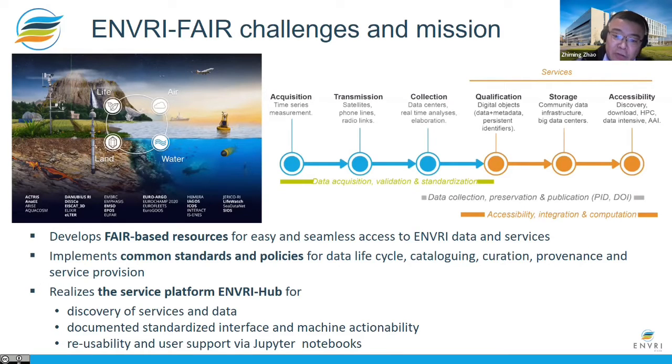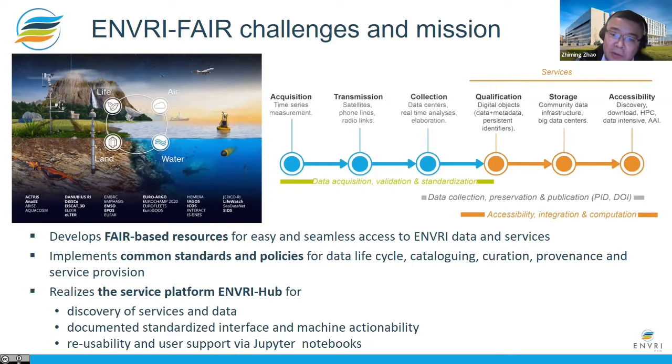By working with these task forces, we try to recommend common standards, and then build a couple of services based on what the individual research infrastructures are building. And then we want to deliver a kind of concept, which is called the ENVRI-Hub.